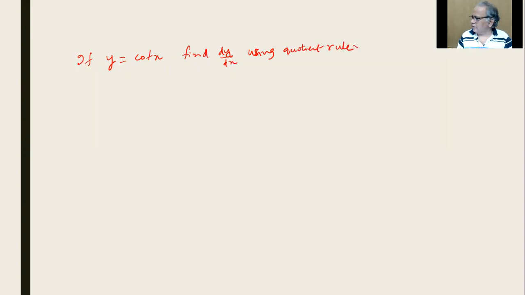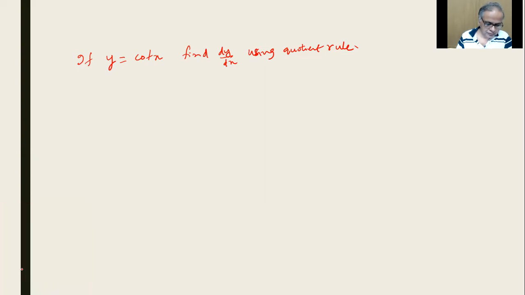So if y equals cot x, find dy by dx using quotient rule. For you to get a little practice, I'm giving this. I'm not asking you from the first principles, and I've already given you the derivative of cot x directly in the table, so you know the answer in advance. But to get a little practice of the quotient rule, we can try it. So can somebody suggest something?